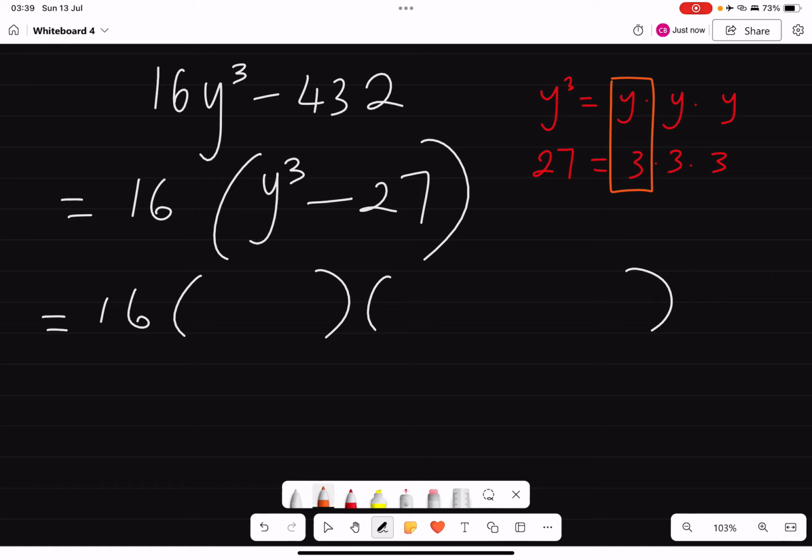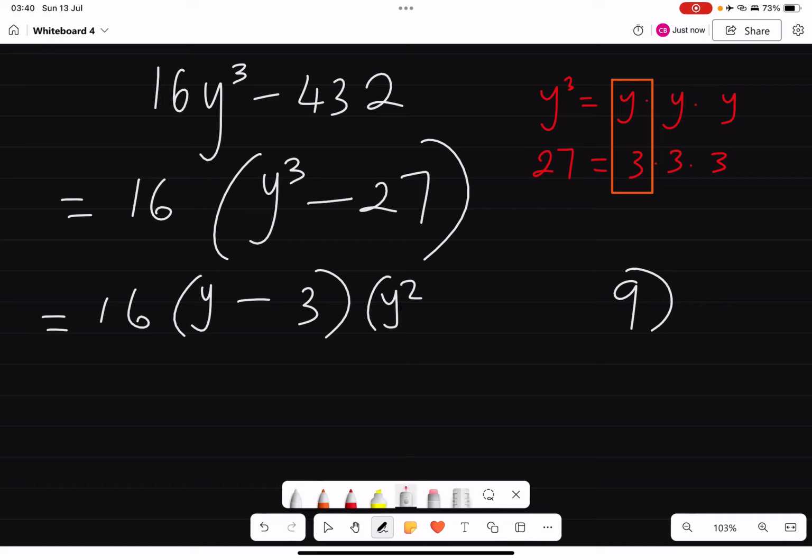So the first part, you take y and 3. Then this sign always comes there. So minus 3 there. And then whatever remains will go into the second bracket. Y times y is y squared. So we're going to have y squared here. 3 times 3 is 9. So we're going to have 9 there.